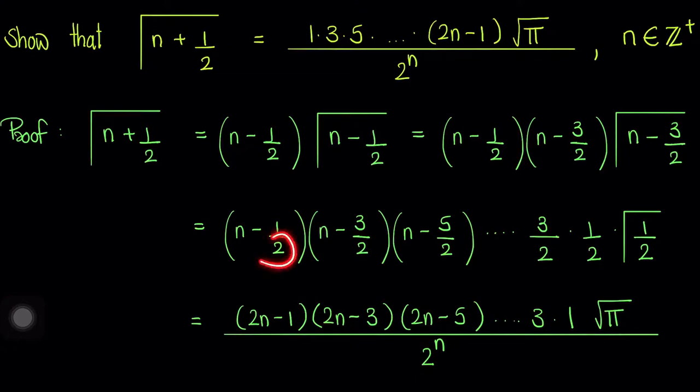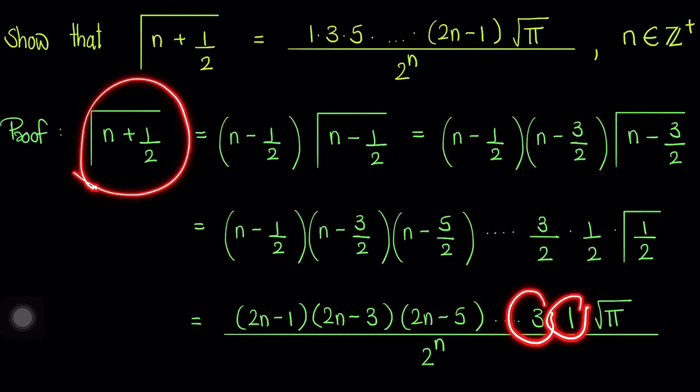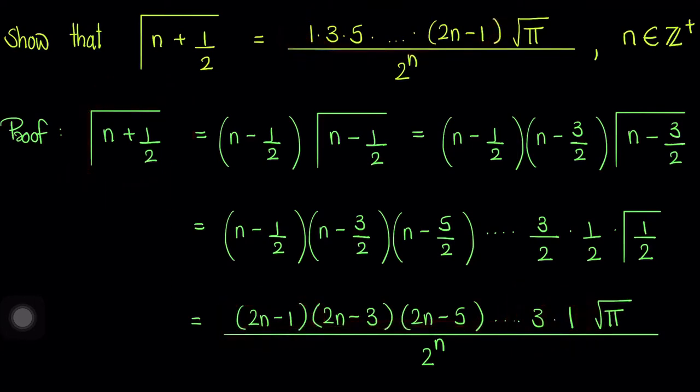In the denominator, this 2 repeats n times. So in the denominator we have 2 raised to n, and the value of gamma 1 by 2 is equal to square root of pi. So finally the value of gamma (n plus 1 by 2) is equal to 1 into 3 into 5 into so on up to (2n minus 1) divided by 2 raised to n, into square root of pi. This n should belong to the set of positive integers.